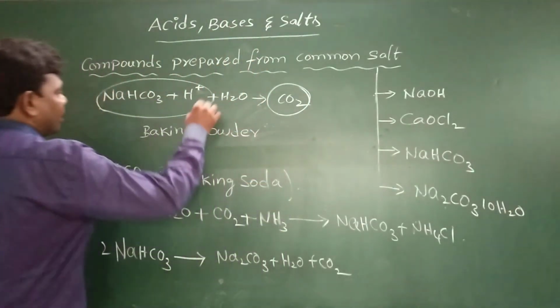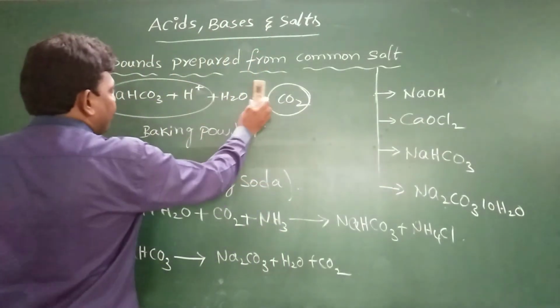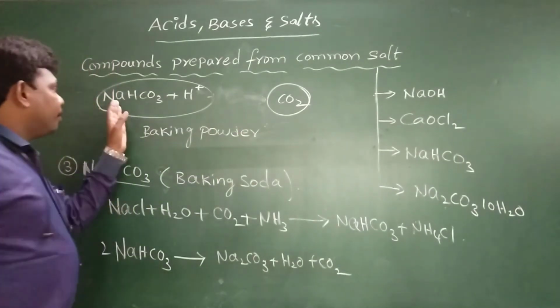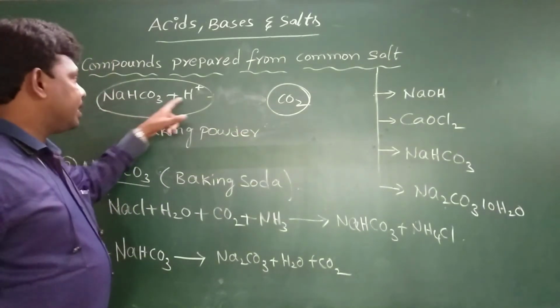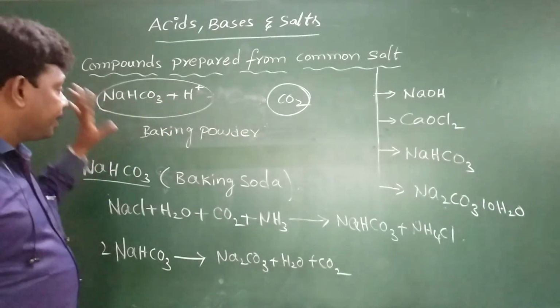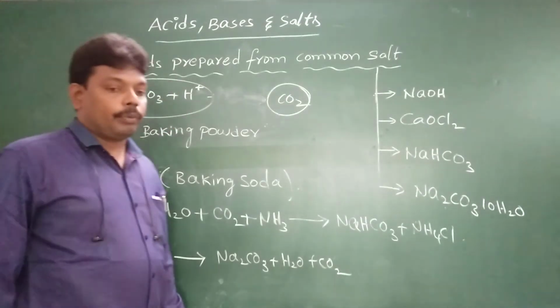Now, what is the formula of the baking powder here? Baking powder is baking soda plus edible acid. That is called baking powder, and that we have to remember.